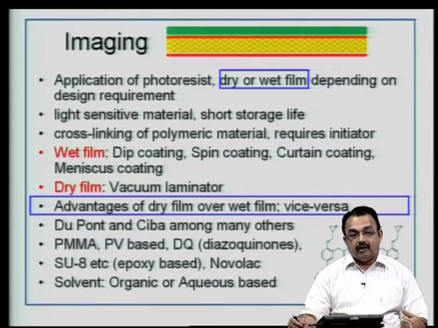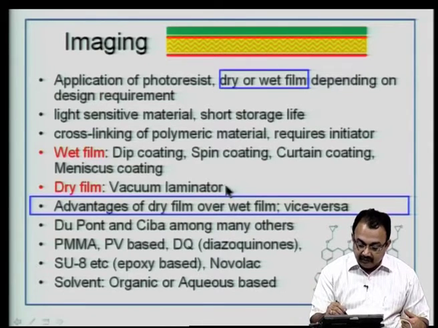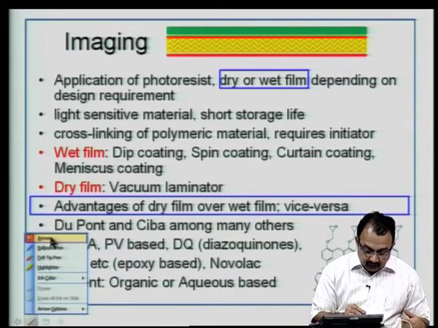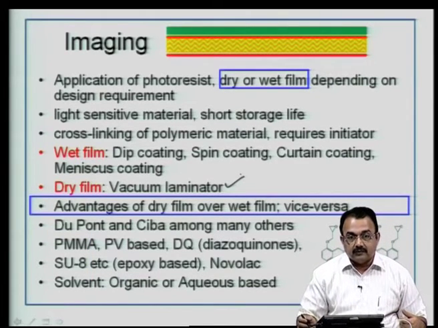The wet film can be applied by dip coating, spin coating, curtain coating or meniscus coating. Now, for large volume, some of these methods like spin coating or dip coating are not profitable or viable. For large volume, you have to go in for a method like curtain coating or use a dry film methodology, which uses a vacuum laminator technology to coat the photoresist material onto the surface of the board.